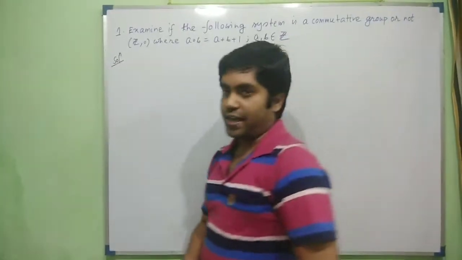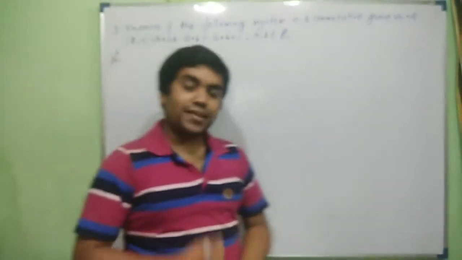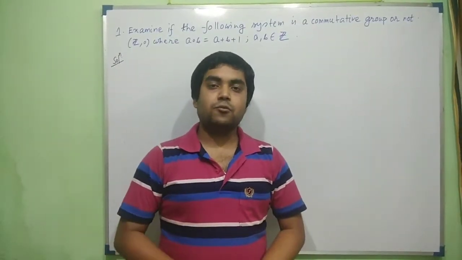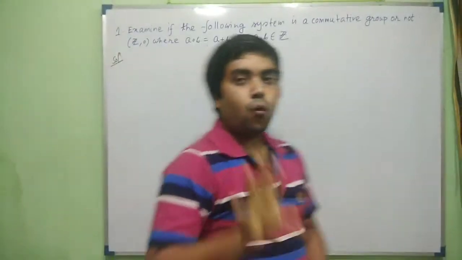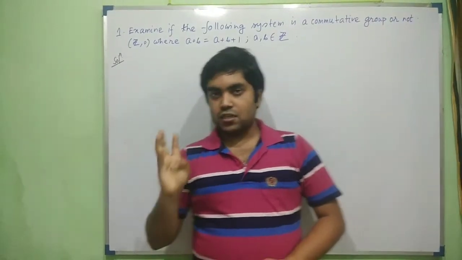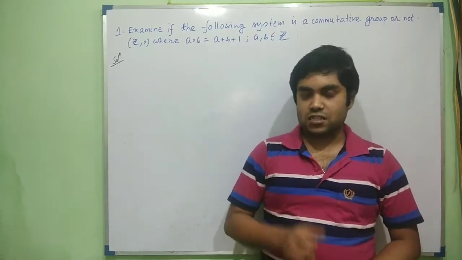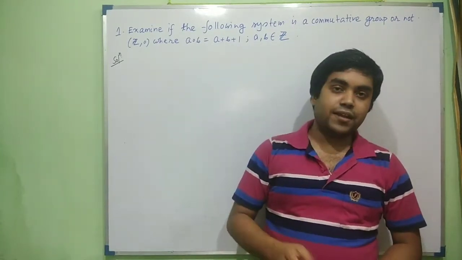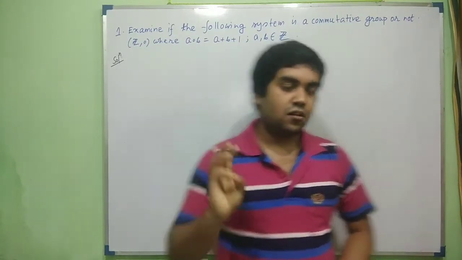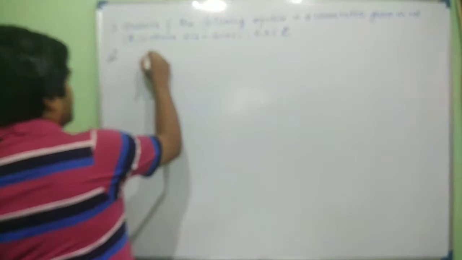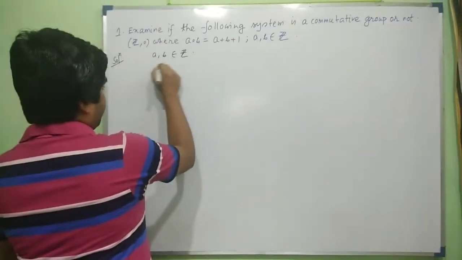Now we have to check first that the system is a group. If it is a group, then we are going to check whether it is commutative or not. So for this, first of all we have to prove the four important results which are required to prove a group, that is closure property, associativity, identity and inverse element.